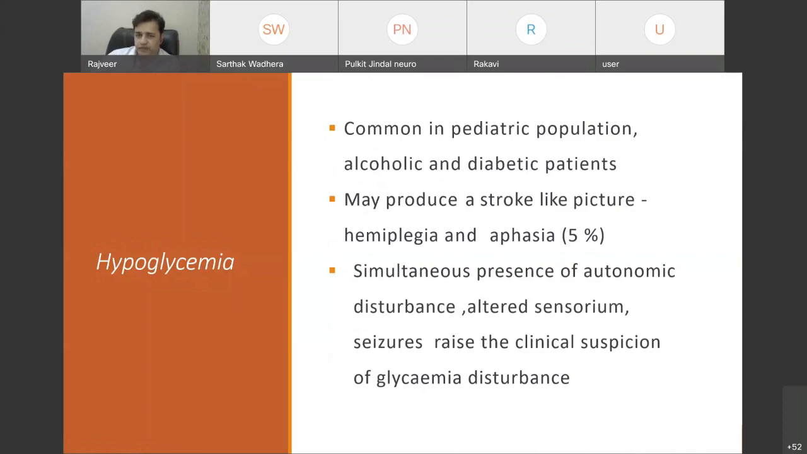First, coming to the hypoglycemia. Hypoglycemia is common in pediatric age population and alcoholic and diabetic. Around 5% of patients who present with neuroglycopenia may present like an acute stroke picture, like hemiplegia and or aphasia. So how to differentiate clinically? Usually patient will present with, apart from this stroke-like picture, autonomic disturbance, altered sensorium, or seizures. If these symptoms are along with the stroke-like picture, you should consider hypoglycemia or other metabolic insult.